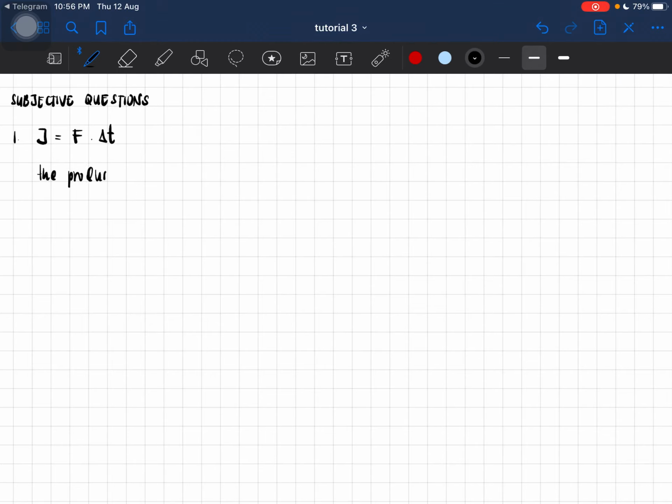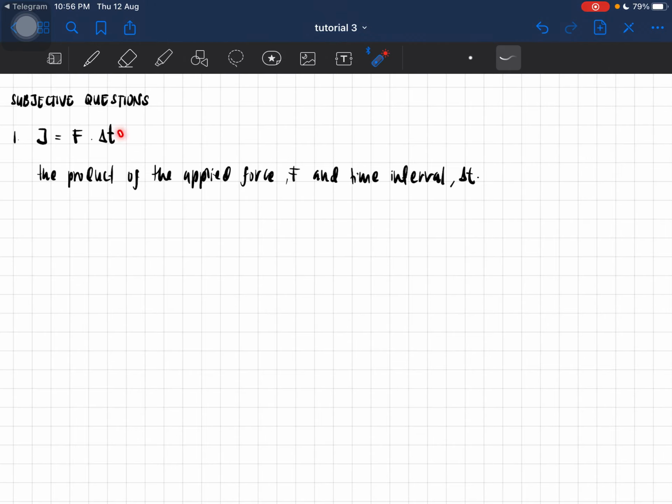product of the applied force F and time interval delta T. So it's either the equation or the explanation, right?